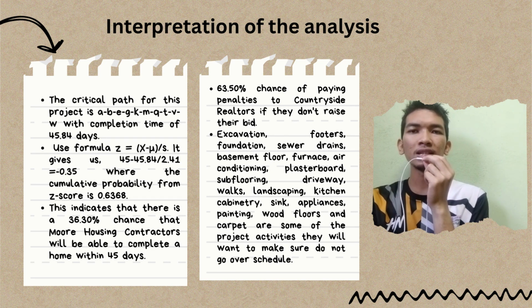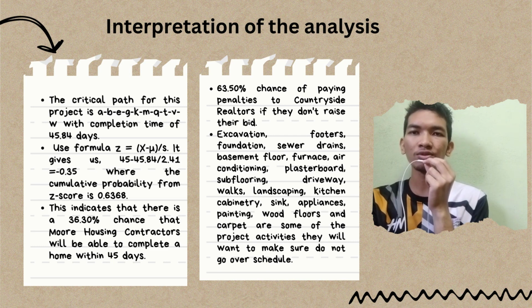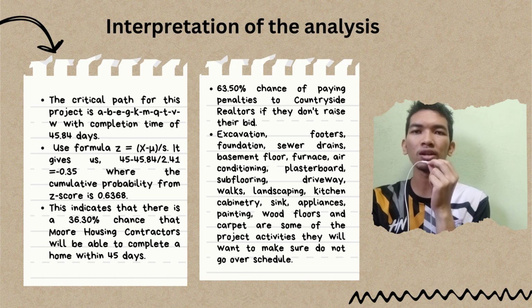To determine the probability that the company can complete a house within 45 days, we use the formula Z equals X minus mu divided by standard deviation. It gave us 45 minus 45.84 divided by 2.41, which is equal to minus 0.35, where the cumulative probability from the Z score is 0.6368.